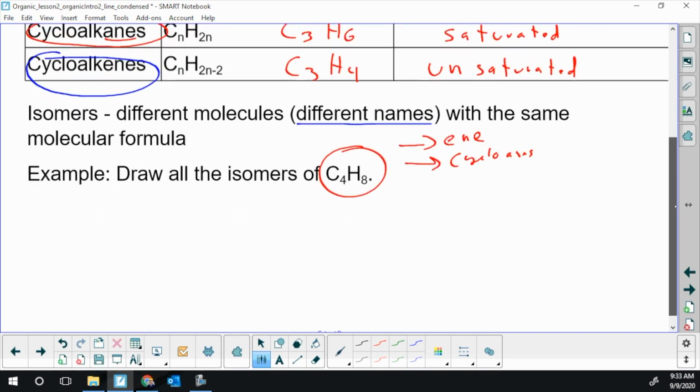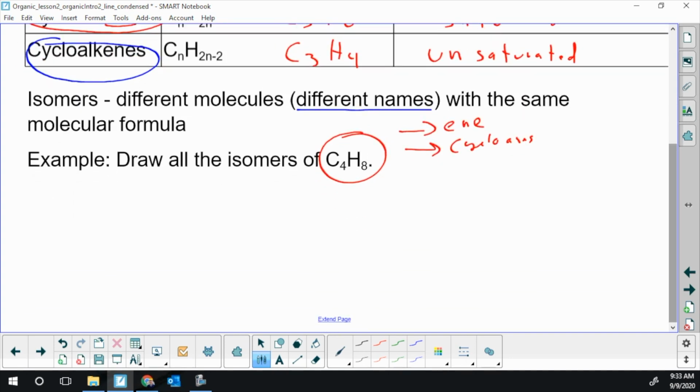Okay. So I'm going to draw all the enes I can do first. Once I've done all the enes, then I'll see how many cycloanes I can do. Okay. And then I'll have them all. I like to do this very systematically. So I like to start with the longest stem, do all of those, and then I'll go 1 unit smaller and 1 unit smaller and 1 unit smaller until nothing is possible. So that's how I'm going to approach all of these.